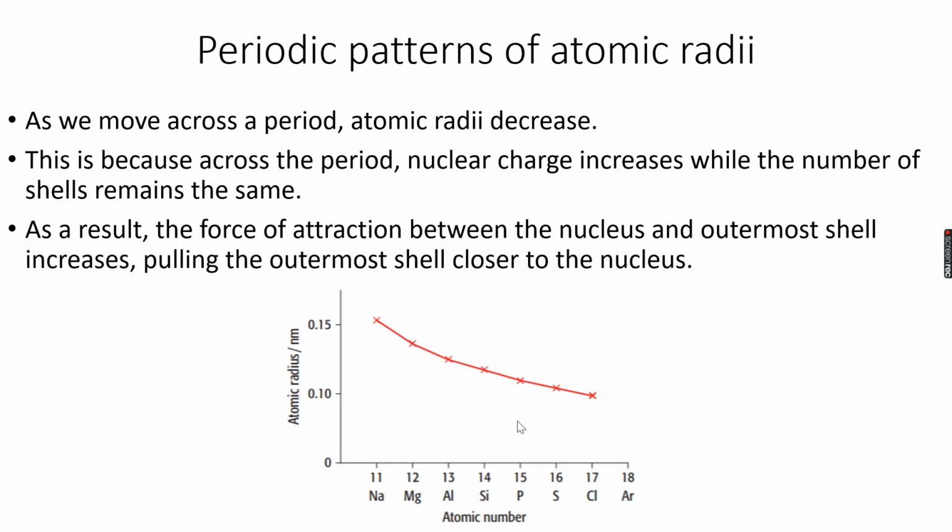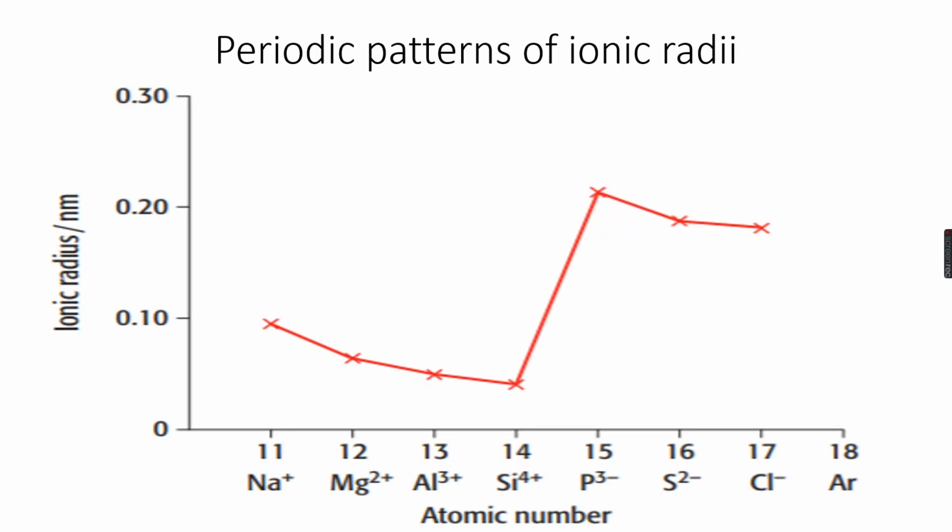Now, periodic patterns of ionic radii. So what is ionic radius? It is simply atomic radius, but for an ion, not an atom. You can see from this graph that from sodium to silicon, ionic radius decreases.